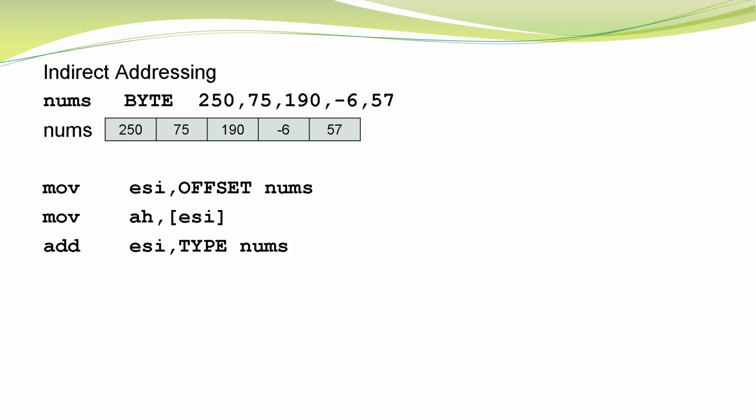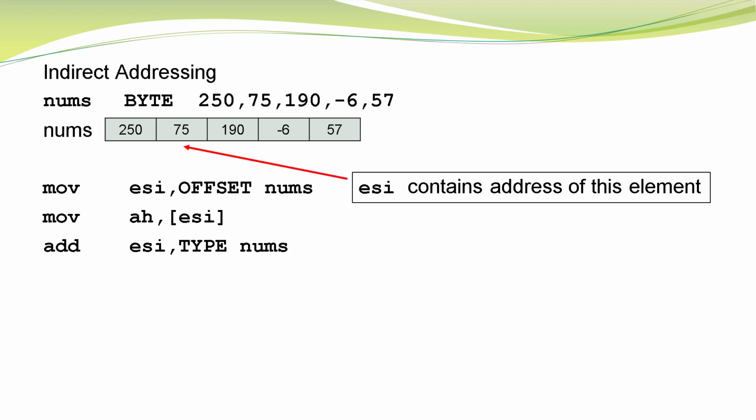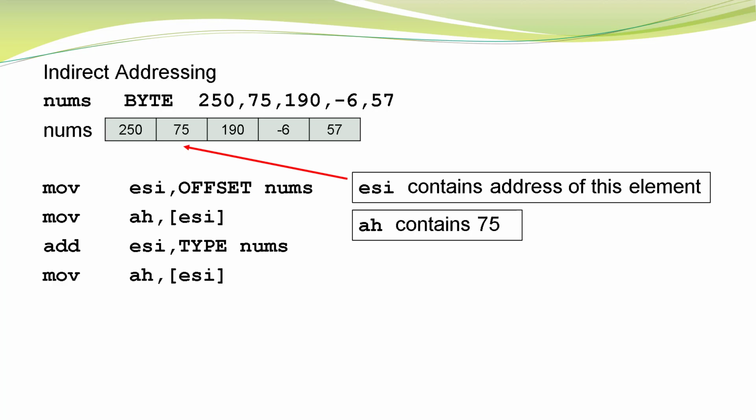Then I update the ESI register. Notice what I'm adding. Nums is of type byte, so it's going to add 1 to it, which means now ESI is pointing to the 75. And when I move that into AH, now AH contains 75.